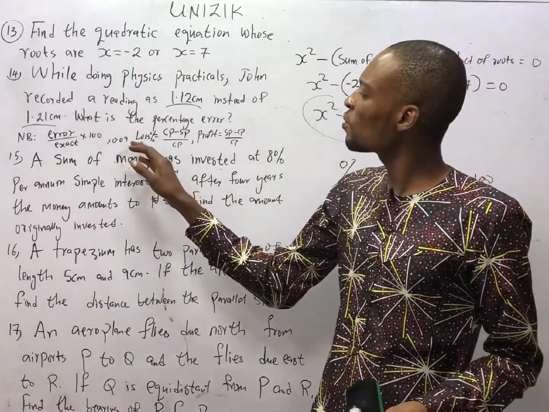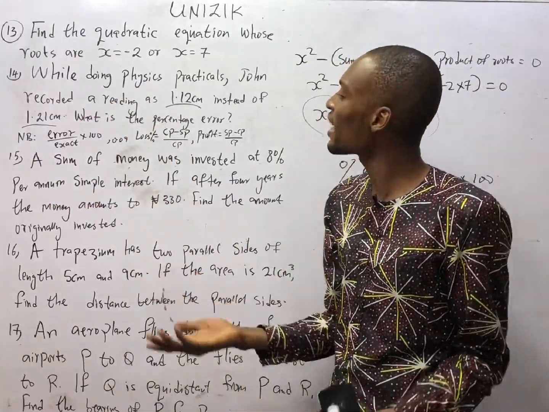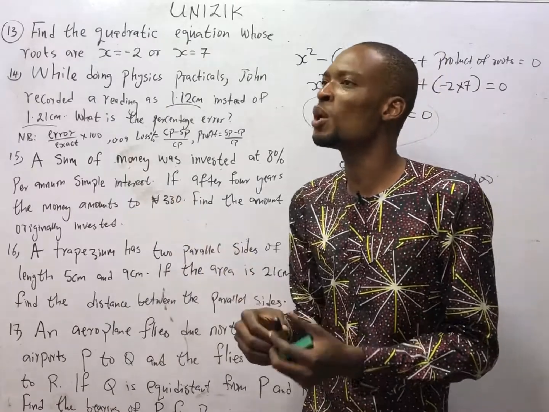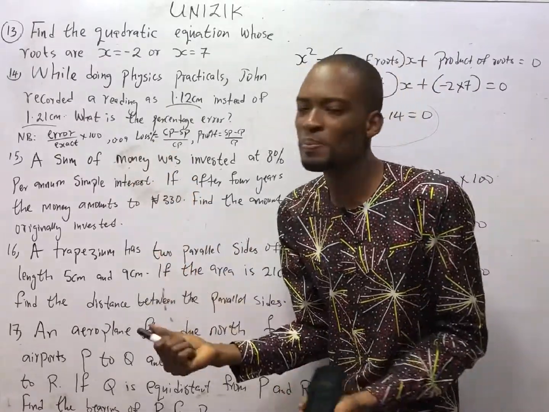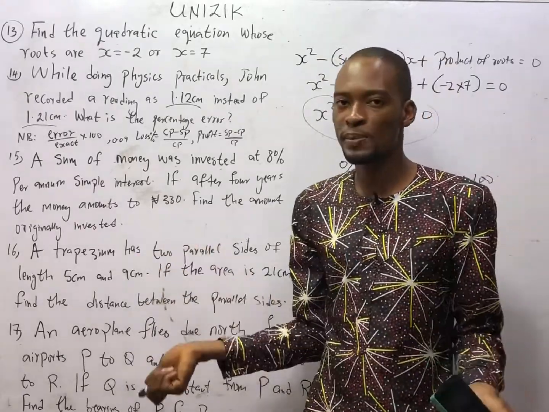Now look at this. Anytime you are given a question on business and asked to look for the percentage profit or percentage loss, the loss percent is simply cost price minus selling price over cost price.